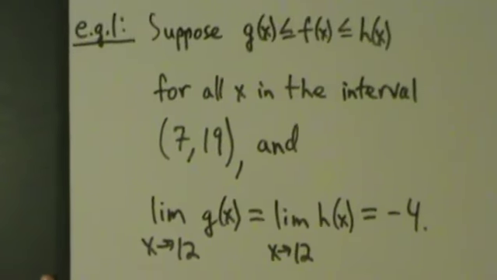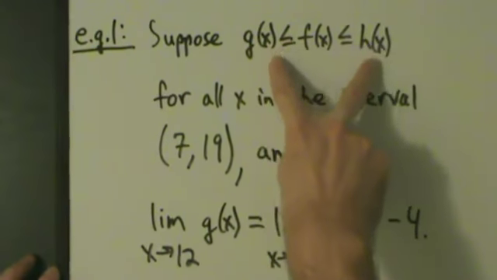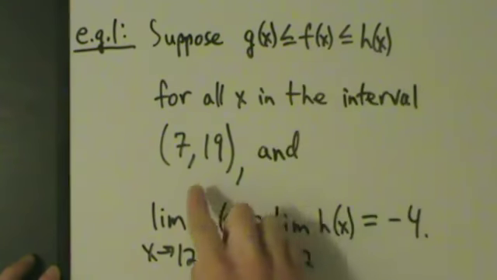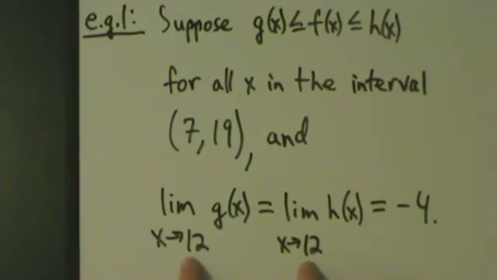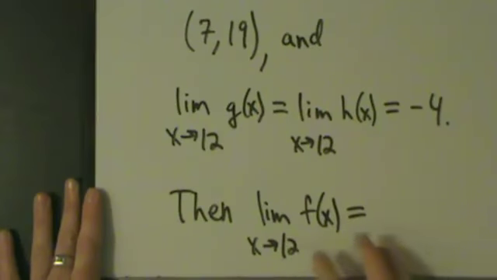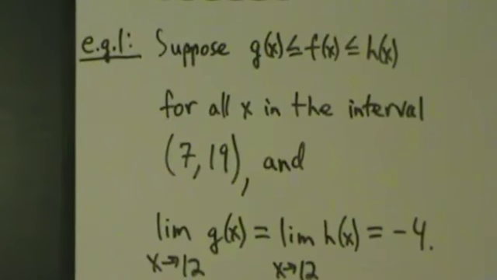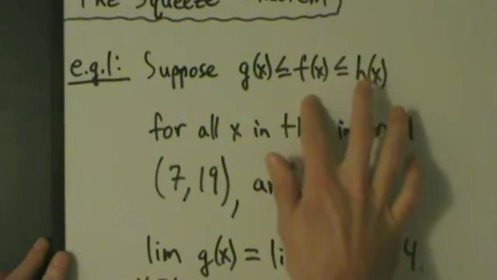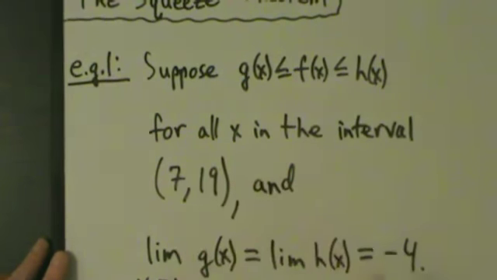Well, here, what do we have? We have f being squeezed between g and h, right? F is squeezed between g and h for all x between 7 and 19. Well, 12 is between 7 and 19, right? And g and h have the same limit as x goes to 12, so the limit as x goes to 12 of f of x is going to have to be the same thing, because, again, to reiterate, f is squeezed between g and h for all x between 7 and 19.